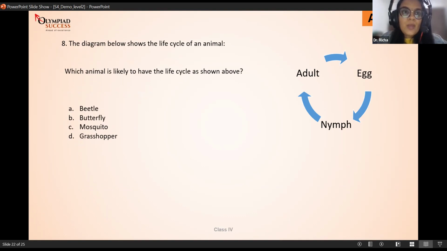2. Which animal is likely to have such kind of life cycle? The one shown here: an adult, an egg, and a nymph. Very good. Excellent. Superb. This is D. Grasshopper. Grasshoppers have only 3 stages. Adult lay eggs. Eggs turn into nymph. Nymph molt and go into adult. Your beetle, butterfly, mosquitoes, they have 4 stages.